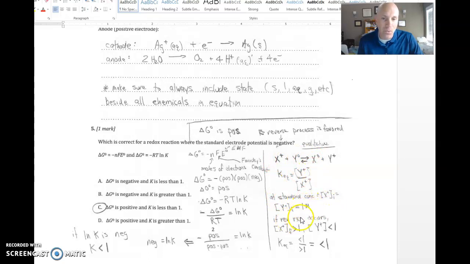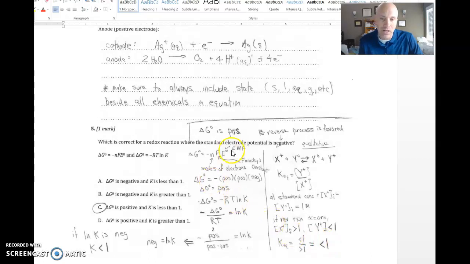What a negative electrode potential would mean is that the reverse process is likely to occur. So the left process would be likely to occur. If everything starts at 1 molar and the left process occurs, that means that the concentration of this goes down, which means that's going to be less than 1. And the concentration of this goes up, which means this is going to be more than 1. If you pop that into a Keq expression, the overall Keq would be less than 1.